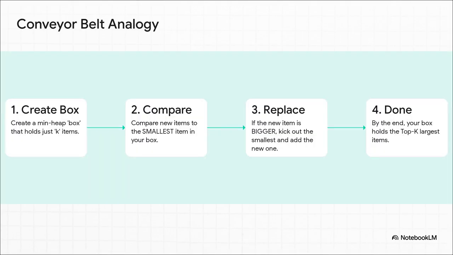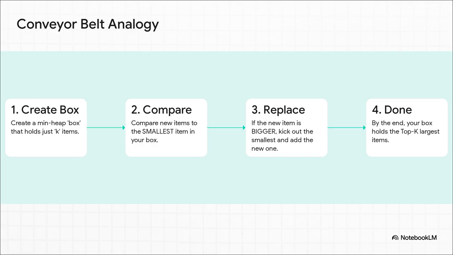Okay, think of it like this. You've got a conveyor belt with millions of numbers rolling past you. You're only allowed to keep, say, 10 items in a special box on your table. That box, that's our min heap. So for the first 10 items that come along, you just toss them in the box.